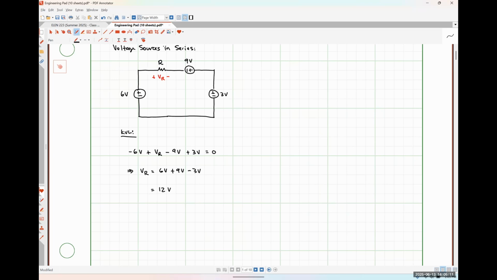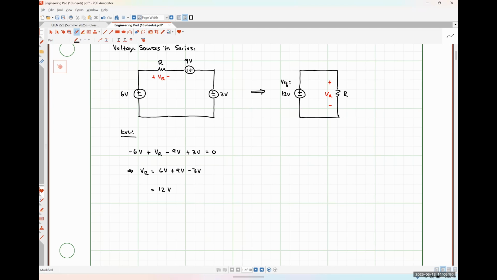So realistically, we could replace this original circuit with the following circuit, where we simply have a 12-volt source, which I'm going to call VEQ, connected to our arbitrary resistance R, where once again, this is the voltage drop across our resistor. And these two circuits are electrically equivalent to each other.